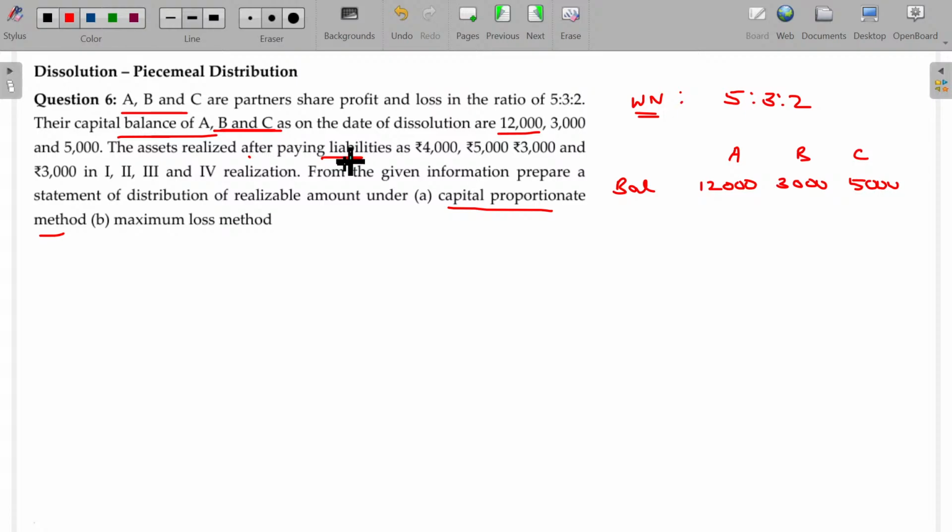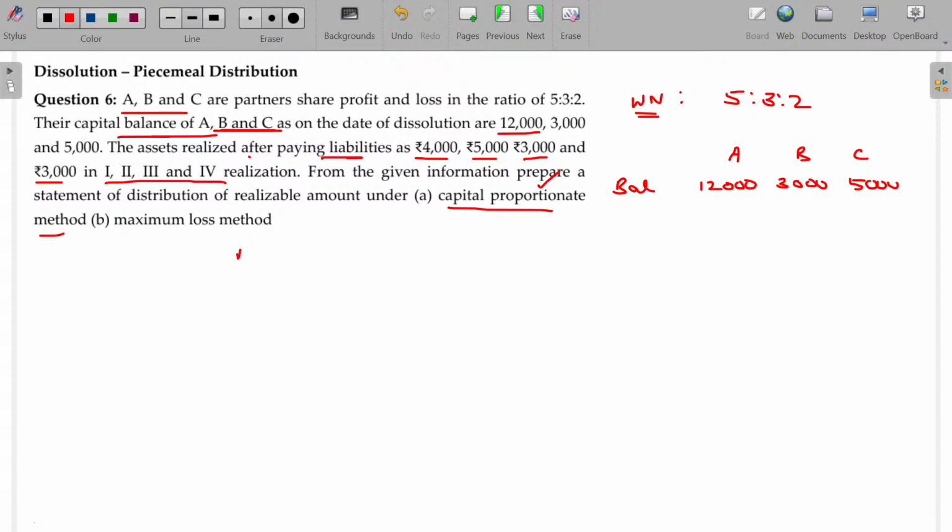So for that we realized assets in 4 installments: first, second, third and fourth, 4,000, 5,000, 3,000 and 3,000 respectively. Is that okay? They have realized this amount, 4,000, 5,000, 3,000, 3,000. From the given information, prepare a statement of distribution of realizable amount. So you have to calculate this. Now, I am going to follow the capital proportionate method.